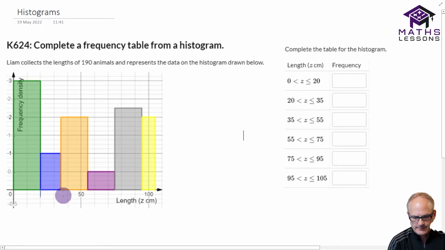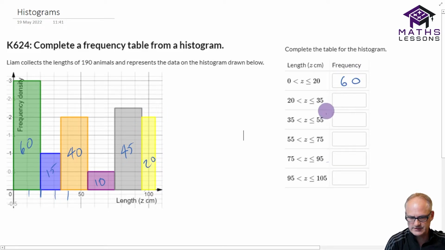So if this is 50, then obviously this will be 20 wide. So 20 times 3 will give me 60. And this one is only 15 wide, so 1 times 15 is 15. This one is also 20 wide, so 20 times 2 is 40. And this one is 20 wide as well, so 20 times 0.5 is 10. This one here is 20 wide and it's 2.25 high, so that's going to give me 45. This one here is 10 wide and 2 high, so that will give me 20.